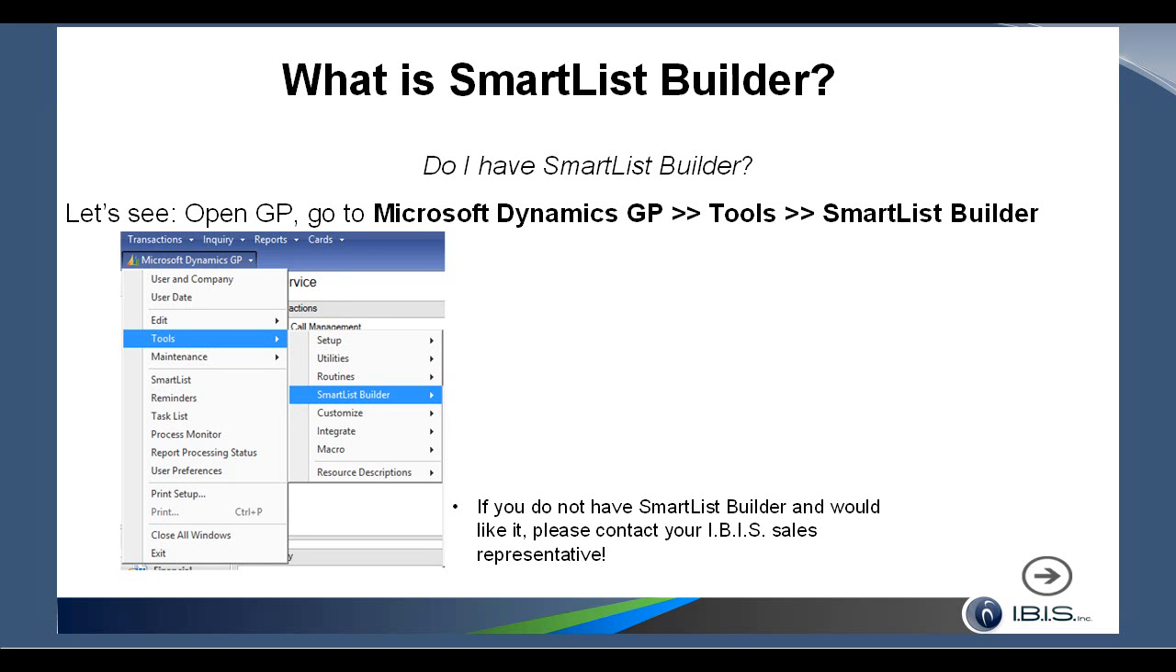If you don't have SmartList Builder and you would like it, please contact your IBIS sales representative and we can check your license keys to see if maybe you already have it but it's just not activated for GP, or if you don't have it, we can definitely talk with you about getting that for your system.